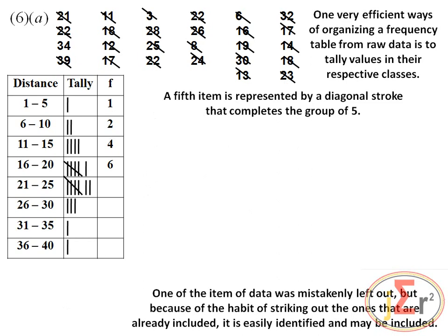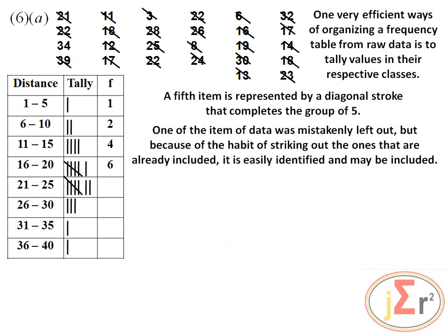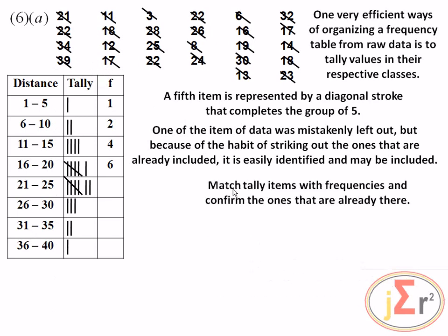But what do we know? One of the items of data was mistakenly left out. But because of the habit of striking out the ones that are already included, it is easily identified and may be included. So 34, that is the one that was left out. We see that it is easily identified because it is the only one that was not crossed out. So the habit of crossing out the ones that we use already will help us to locate the one that was left out. Right.